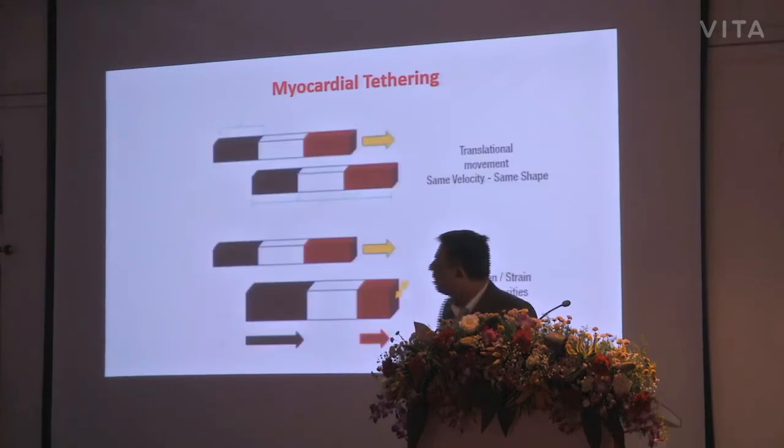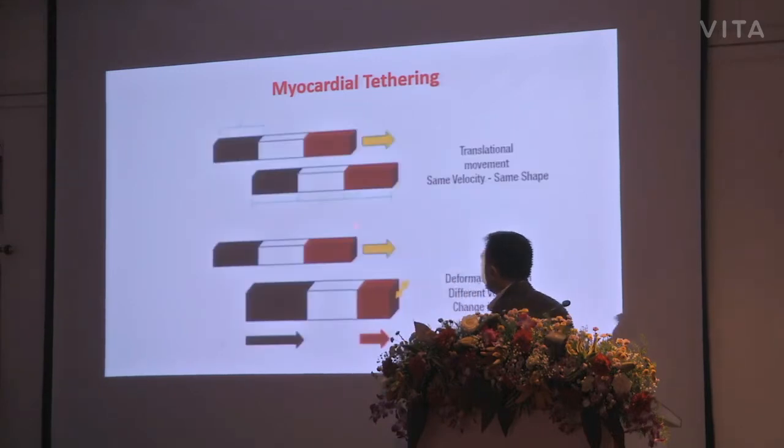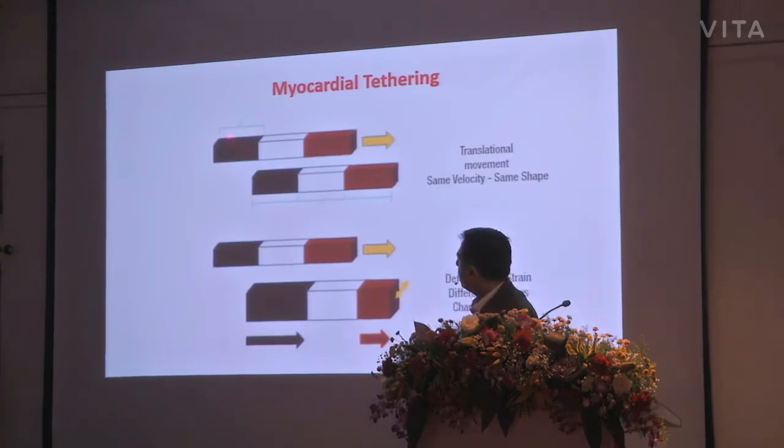You could have 2 segments. And if I were to assume that the black one is dysfunctional, or not contracting, and it is being pulled by the red segment, this translational movement is what we call tethering, as in it will pull all the segments along with it, and the black one will also move. But it doesn't mean the black is contracting. The black segment is just being pulled or tethered by another segment.